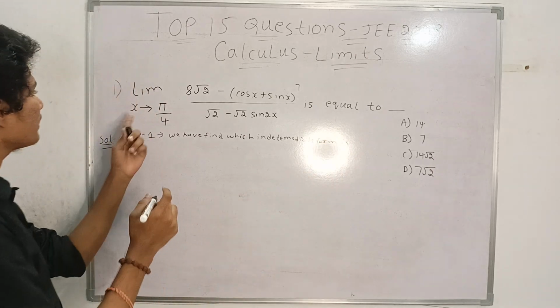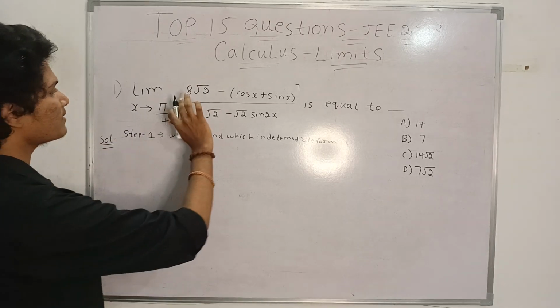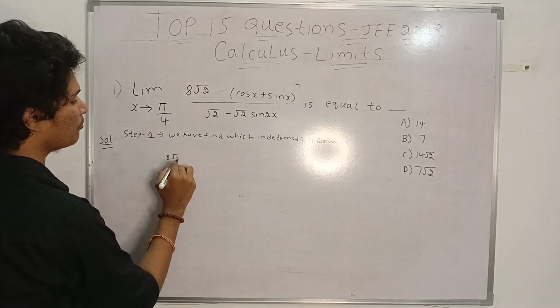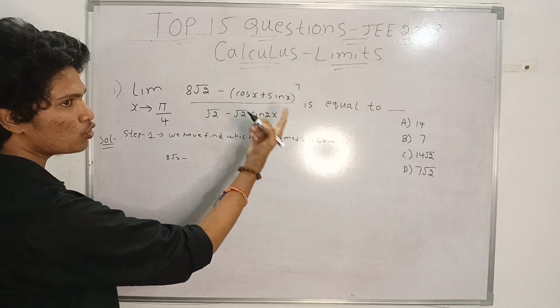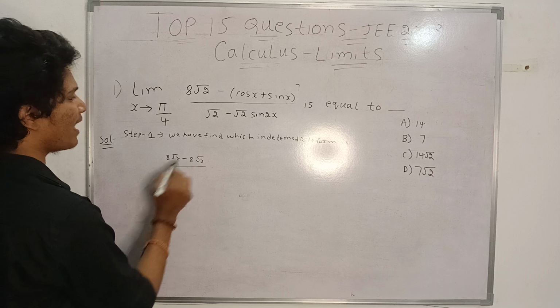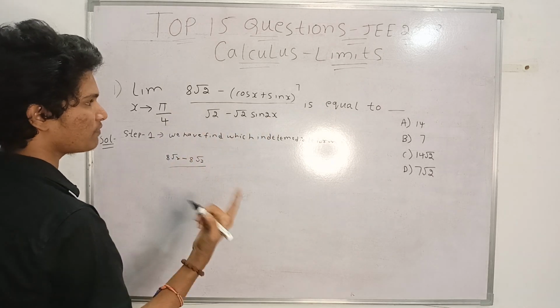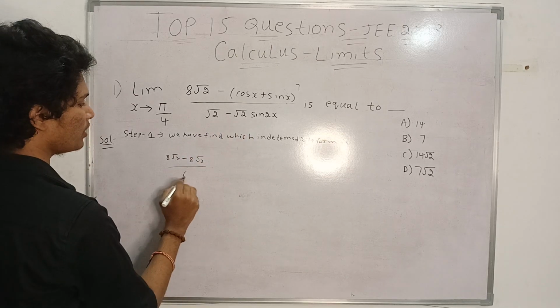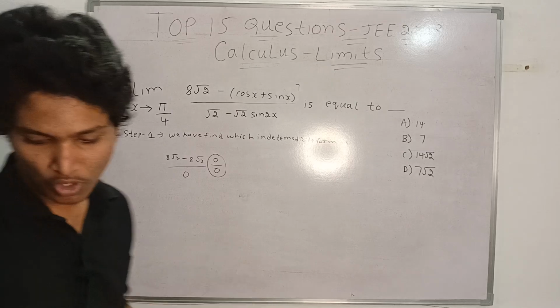So basically, when we put the limit x tending to pi by 4, you will carefully see 8 root 2 minus, when we substitute pi by 4, it is 1 by root 2 plus 1 by root 2, that is 2 by root 2, which is root 2, and root 2 whole power 7 is 8 root 2. And again, when we substitute pi by 4 in the denominator, it becomes sin pi by 2, and sin pi by 2 is 1, and root 2 minus root 2 is 0. So it belongs to the 0 by 0 form.